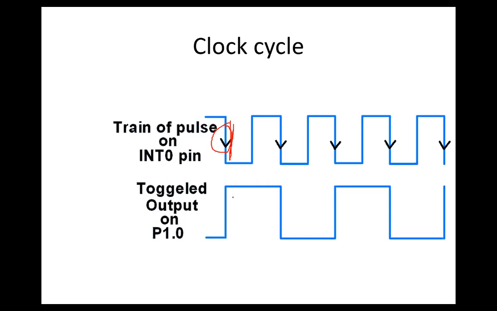Another triggering method is low level triggering. This is low level triggering, meaning you have to give the 0. You can give the 0. Okay, so these are the high level triggering and low level triggering.